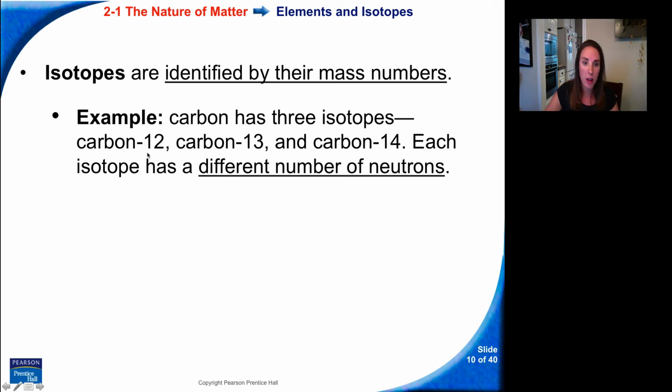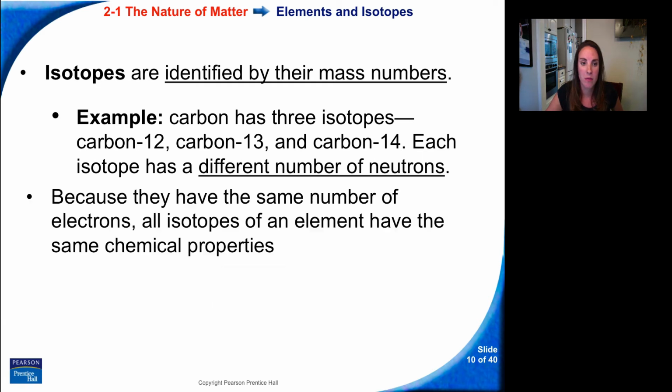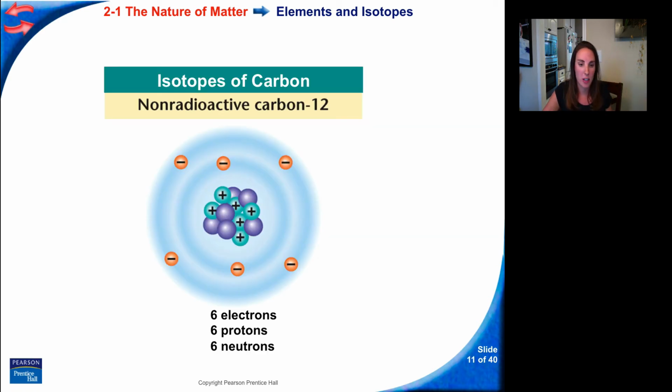So in carbon-12, it has 6 neutrons and 6 protons, but in carbon-13, it has 7 neutrons and 6 protons, and in carbon-14, it has 8 neutrons and 6 protons. So because they have the same number of electrons, all isotopes of an element have the same chemical properties. So that means they can bond with the same elements. They melt at the same temperature, etc.